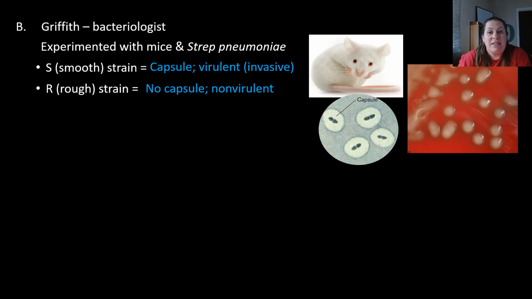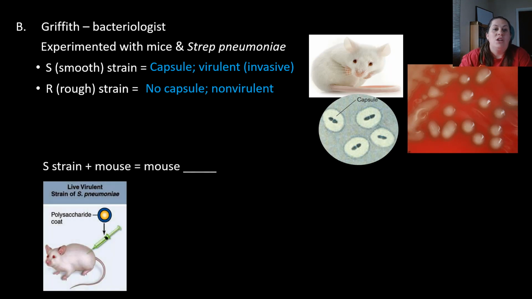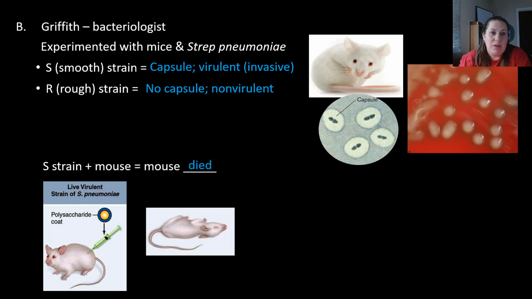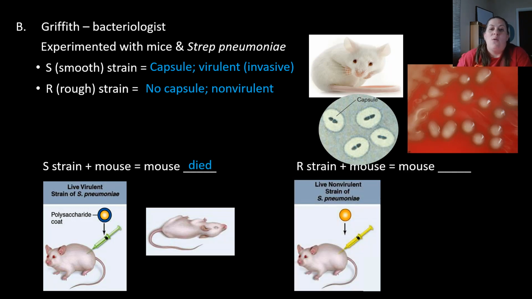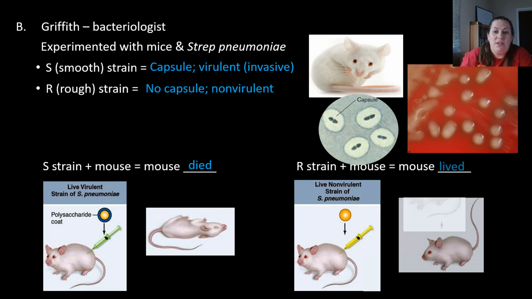All right, so the S strain was able to kill the mice, whereas the R strain did not. So in the first part of the experiment, he took the S strain, that smooth strain, and he injected it into the mouse. Ultimately, because the S strain is the more virulent, more deadly strain, the mouse died. When he took the R strain and injected it in, the mouse lived. So the mouse was able to live, even though it was injected with strep pneumoniae.